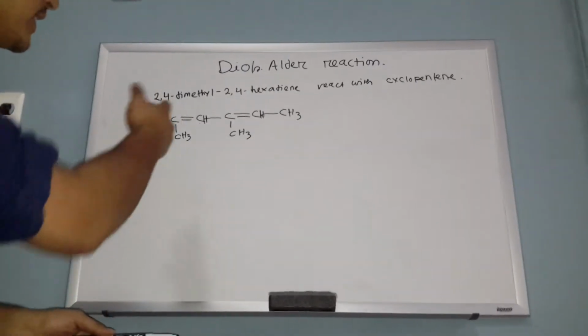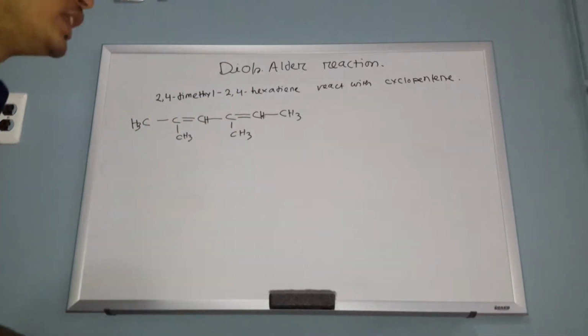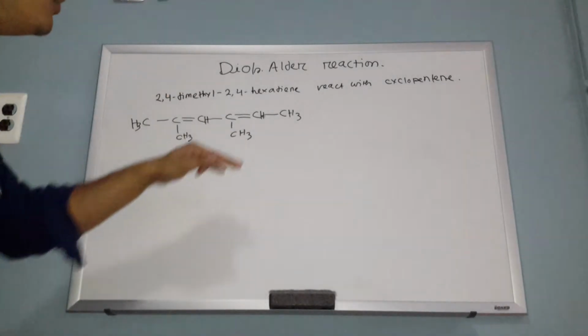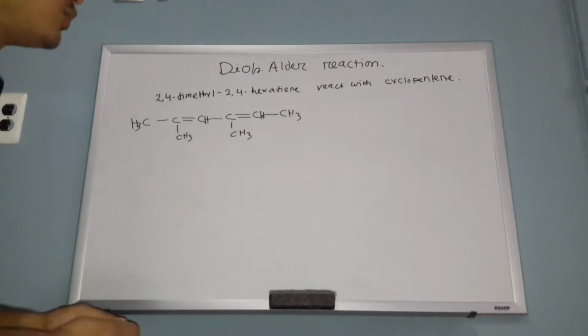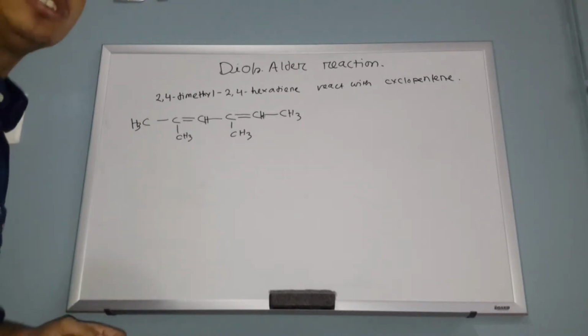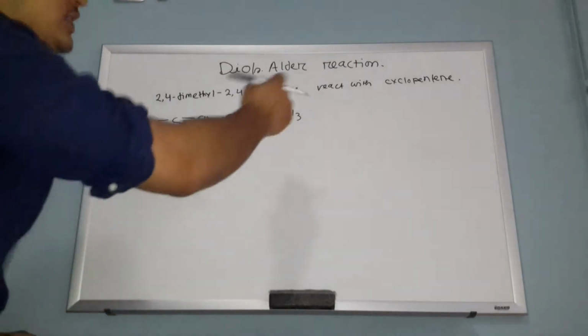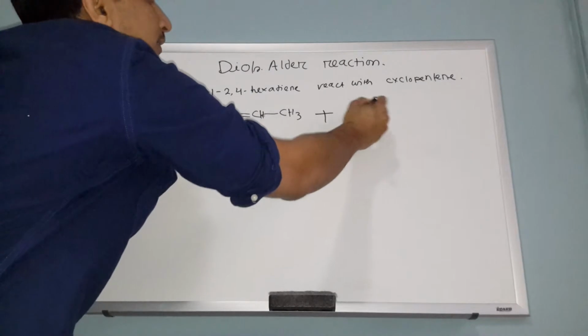So I hope you understand how I converted from word formula to structure formula. Anytime you see any kind of word formula, look at the last part first. Draw this one and fill up the carbon bonds. If you fill up the carbon bonds, you will be fine. Then it reacts with what? Then it reacts with cyclopentene.